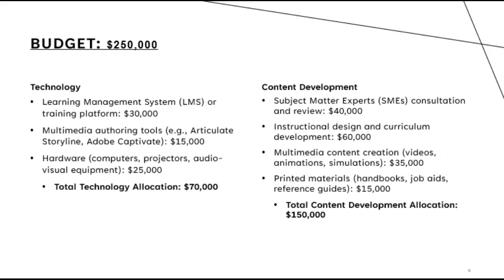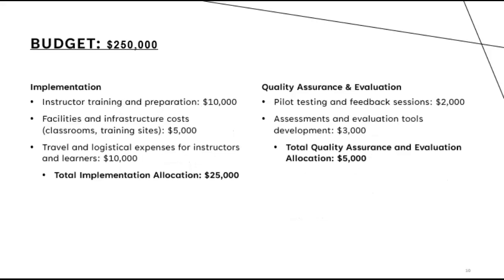And so as we see the breakdown there, for technology we have a total of $70,000 that we're estimating. For the content development, really working with the SMEs, and then also the instructional design and curriculum development using some of the multimedia content creation, we're looking at $150,000 for that portion of the budget. The implementation part, we're looking at $25,000, and that's going to be for instructor training and for the facilities, making sure that we have the right classrooms, training sites, and training aids and everything that we need for the instructional design. And then lastly, concluding with the quality assurance and evaluation, while only $5,000, it is very critical and important to the project to make sure that we get it right and that we get it out on time in a sustainable manner to the learners as well.